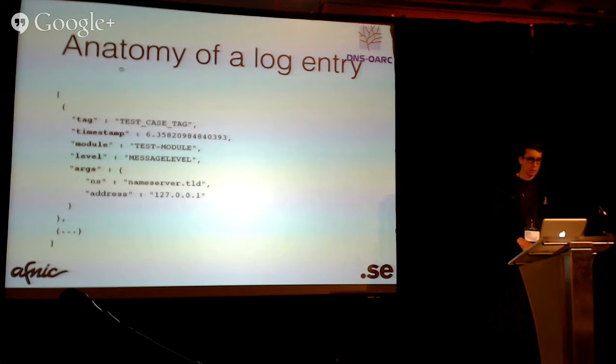So the anatomy of a log entry internally in SoundMaster is that you have a tag, the test case tag, which is globally unique. You have the timestamp from when the test started, when did this happen. Module is the logical test module, and level is these log levels. Then you have the arguments, NS address, and so on.